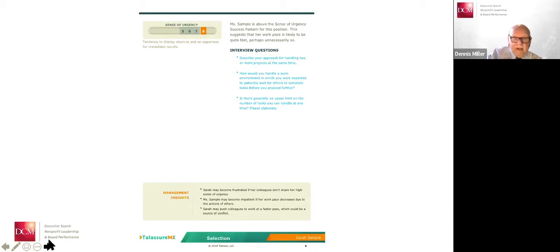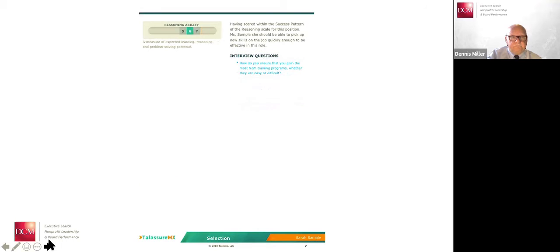So you look at the management insights on the bottom. Each section gives a report. It says Sarah may become frustrated if her colleagues don't share her high sense of urgency. All right. May become impatient if the work pace decreases. She likes a fast pace of working here. May push colleagues to work at a faster pace. That could be good. Maybe that's needed. And there are, again, various questions you can ask people here. Next one, Michelle.